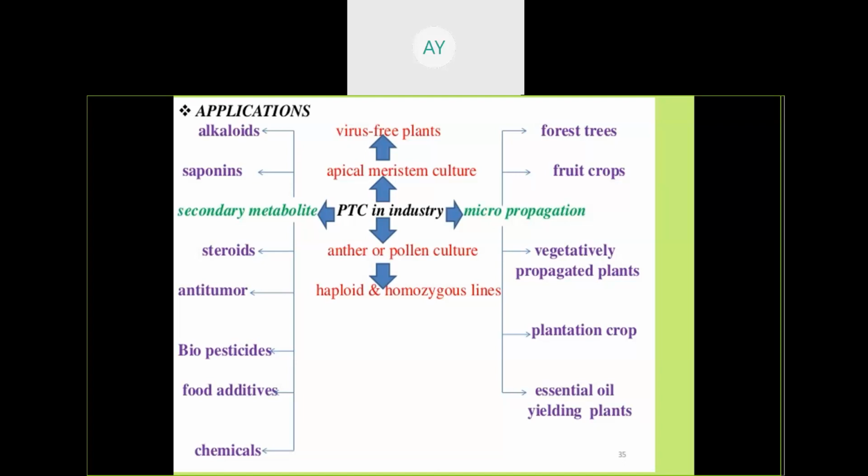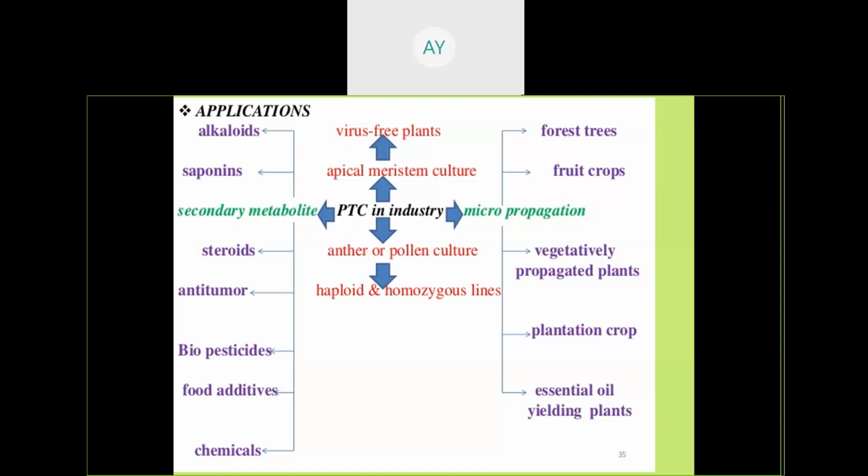So the chemical secondary metabolite is synthesized by the plant. What is the main objective? Production of transgenic plants that can produce a huge quantity of secondary metabolites like alkaloids, saponin, steroid, anti-tumor compounds. Anti-tumor means, have you seen the Catharanthus roseus plant? Inside the Catharanthus roseus plant, there is an anti-tumor compound. What is the anti-tumor compound? Vincristine and vinblastine. These are used for treatment of cancers.